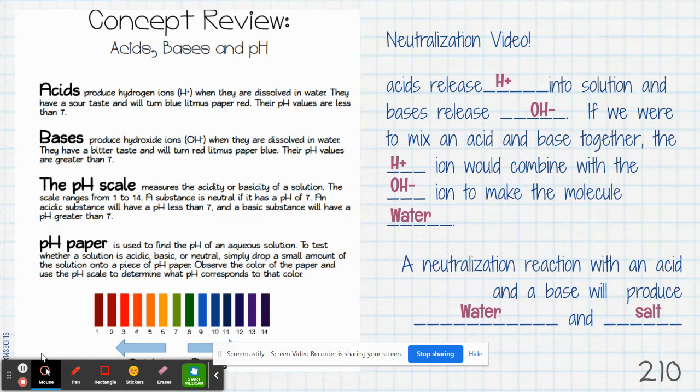All right, so after the video, you should find out that acids again release hydrogen ions into solution and bases release hydroxide. If we were to mix an acid and a base together, the hydrogen ion combines with the hydroxide ion to make the molecule water. A neutralization is a reaction with an acid and a base, and it produces water and salt. That sounds like a test question. The reactants of a neutralization reaction are acid and base, and the products are water and salt.